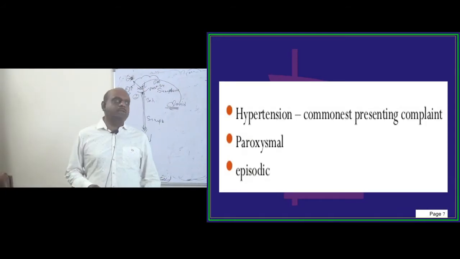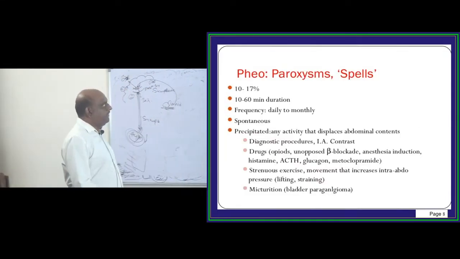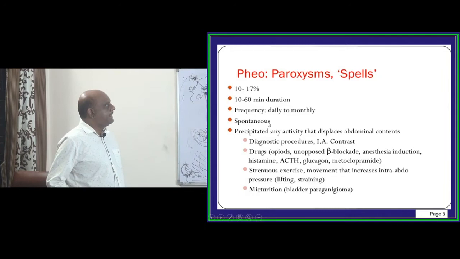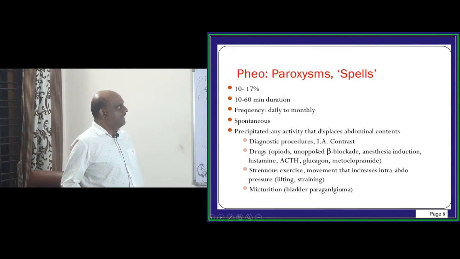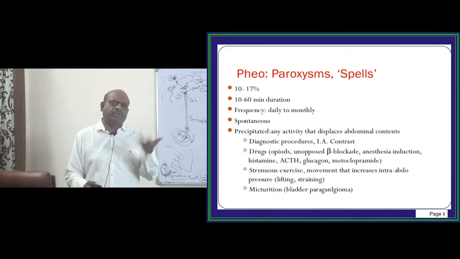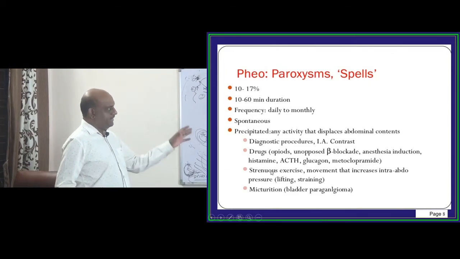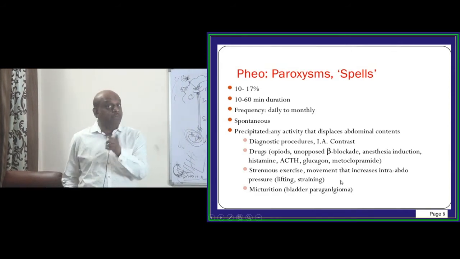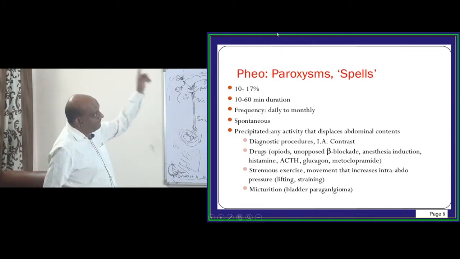Hypertension is the commonest presenting symptom. It is paroxysmal, episodic. Now, if you look at pheos, paroxysms are found in 10 to 17% of patients, daily to monthly, spontaneous, 10 to 60 minute duration, and they are precipitated by certain things. The precipitants of the paroxysms of pheo are a favorite topic of the examiner: strenuous exercise, drugs, opioids, unopposed beta blockade. That is the reason you should never give beta blockade unopposed. If beta blockade is given without alpha blockade, the patient will go into paroxysm.